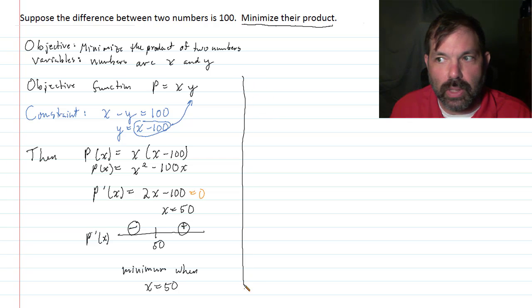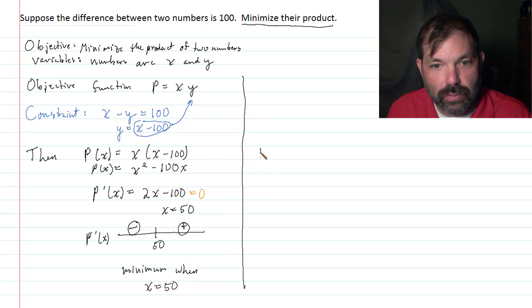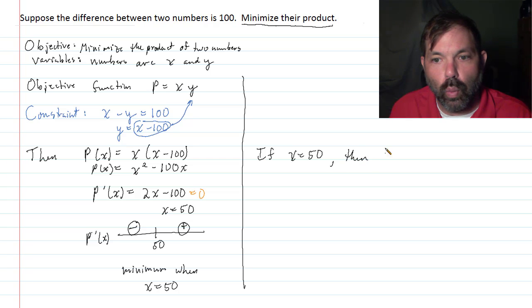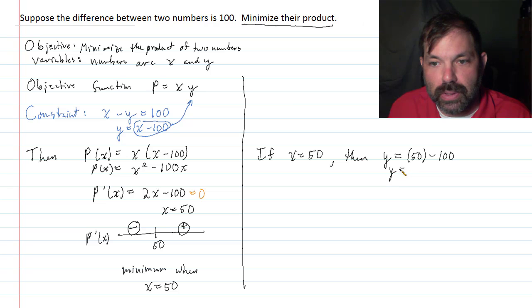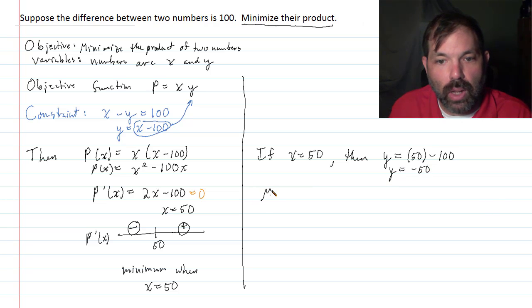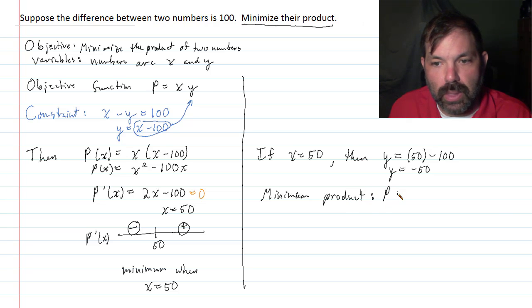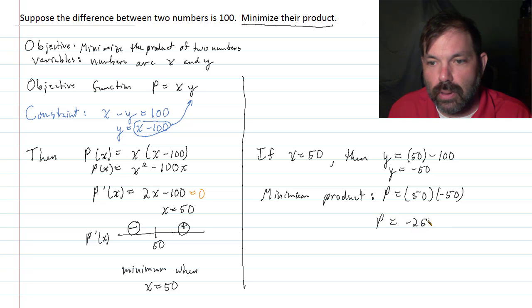All right, so what that tells me is if we have a minimum when x equals 50, then if x equals 50, y would be 50 minus 100. x minus 100, y equals negative 50, and the minimum product is P, which is equal to 50 times negative 50. The minimum product is negative 2,500.